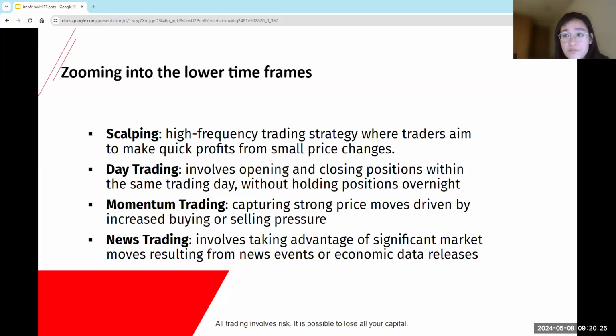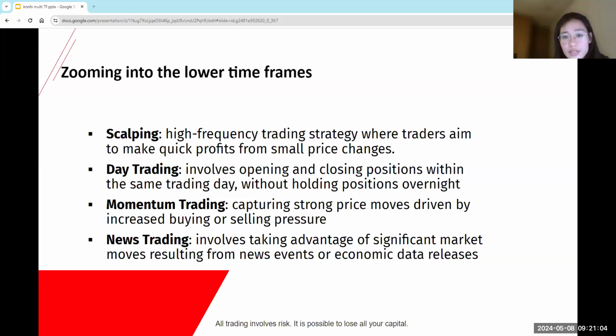Scalpers will often rely on technical analysis indicators such as your moving averages or your oscillators to identify short-term trading opportunities. Day trading involves opening and closing positions within the same trading day without holding positions overnight. So day traders focus more on intraday price movements and will typically make multiple trades throughout the day. They will often aim to take advantage of short-term trends of volatility, again using technical analysis tools or chart patterns, as well as real-time market data for decision making.